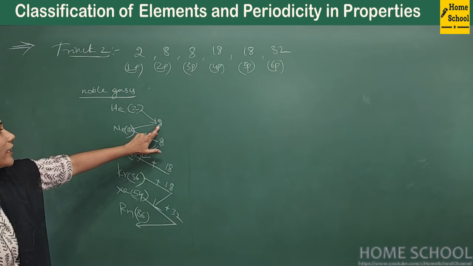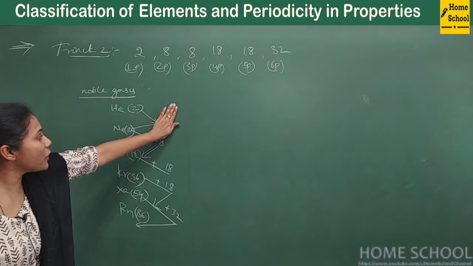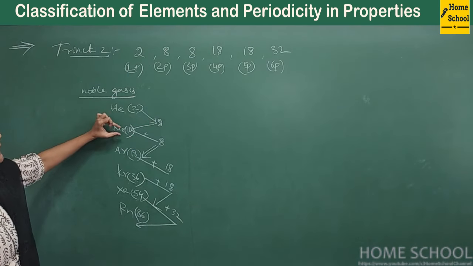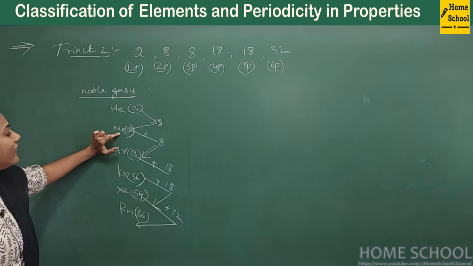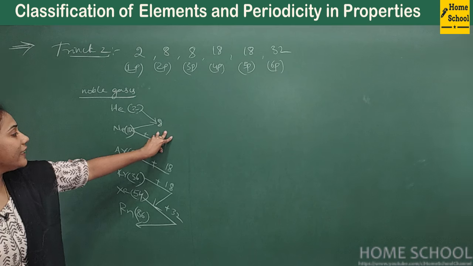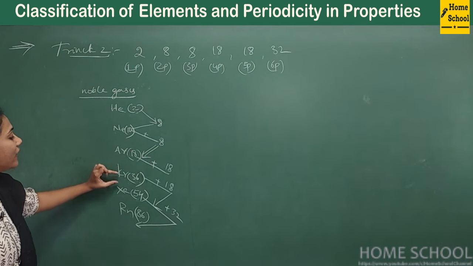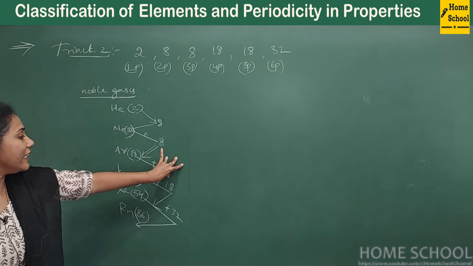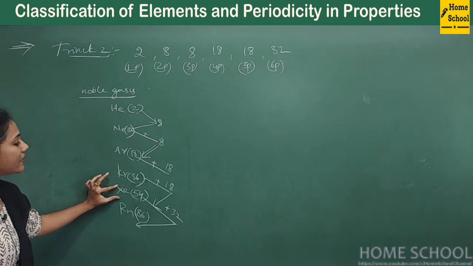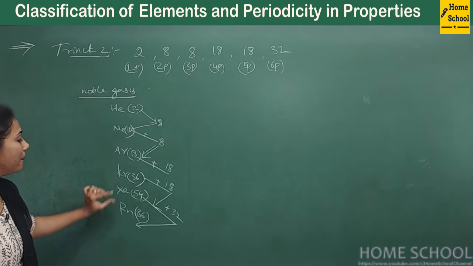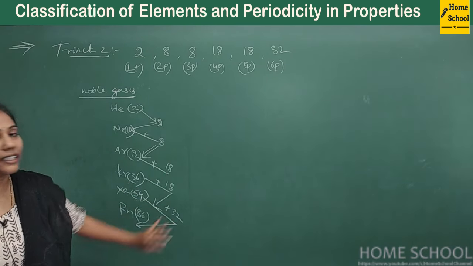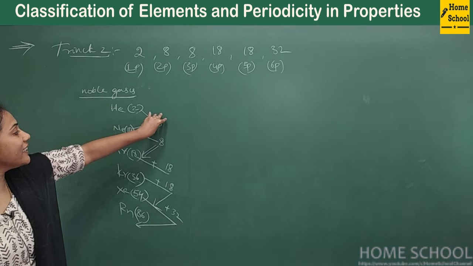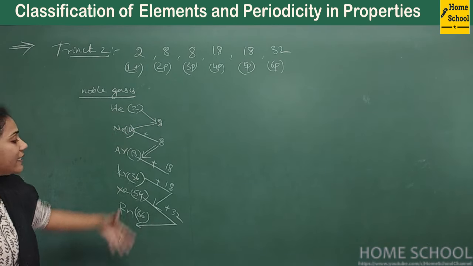Okay, so after 8 elements of gap, the same property gets repeated. So between neon and argon, there are 8 elements. Between argon and krypton, there are 18 elements. Between krypton and xenon, there are 18 elements. Between xenon and radon, there are 32 elements. After these many elements, the same property gets repeated.